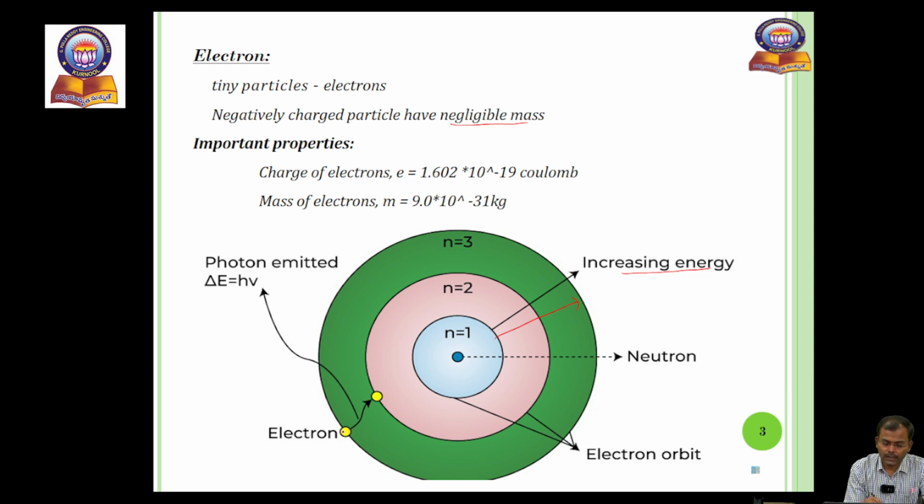Whenever an electron jumps from a higher orbit to a lower orbit, it normally emits light in the form of a photon, which is equal to delta E is equal to h into v. h is the Planck's constant, v is the frequency.